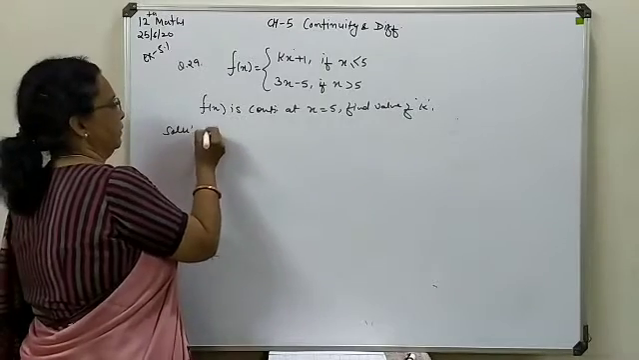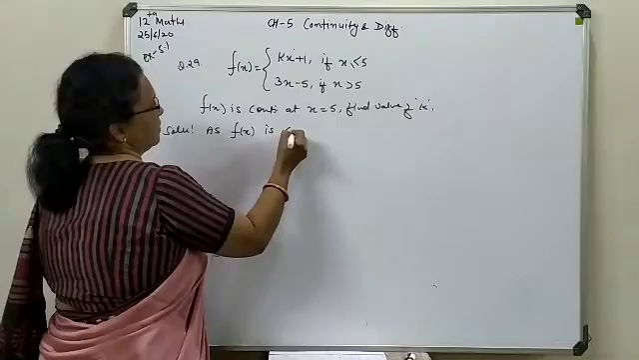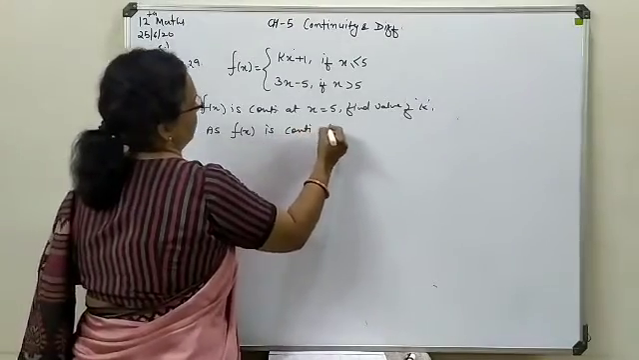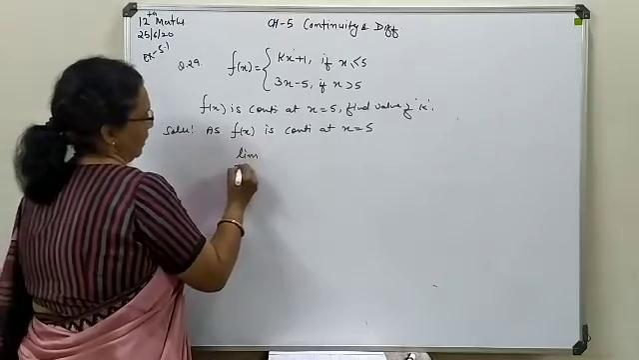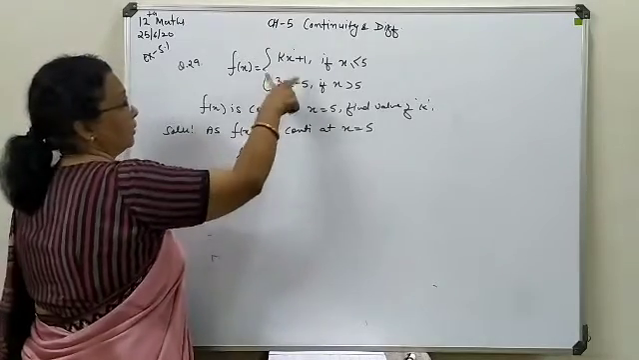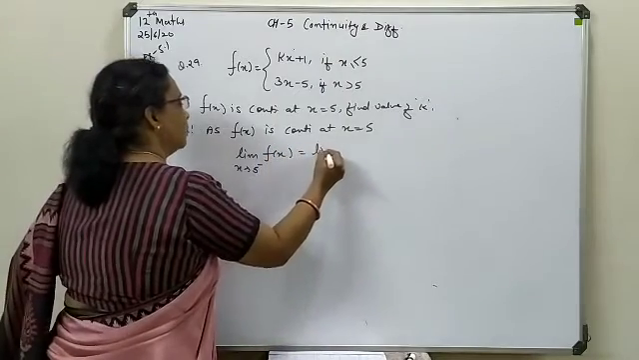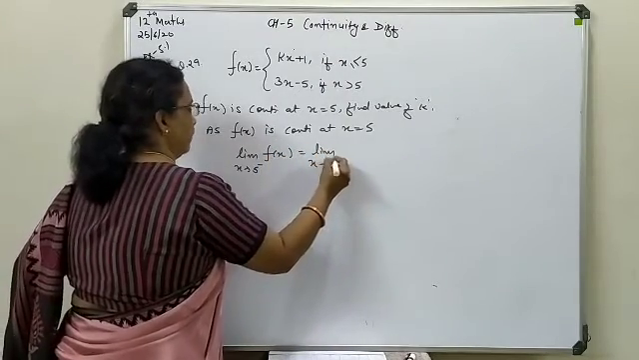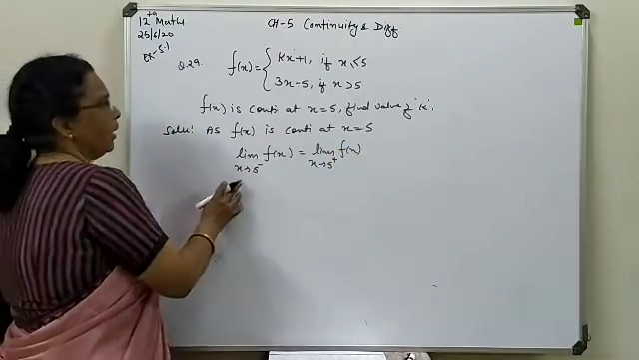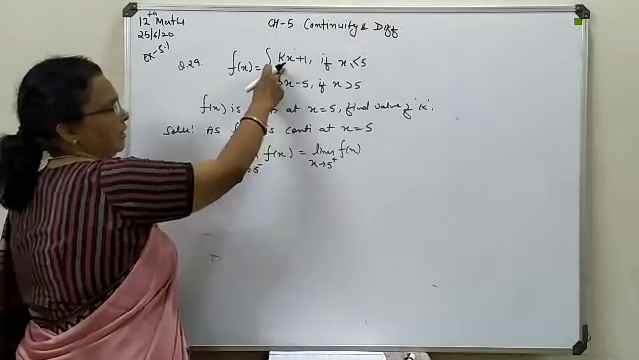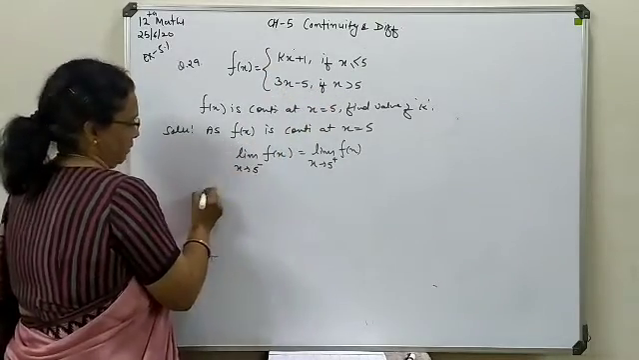So here we are writing, as f(x) is continuous at x is equal to 5, limit x tends to 5. Because both the ranges are available, you can proceed for the same. Left limit solution and right limit solution, you can go for comparison. Now left limit means this function you have to write here, right limit means this function you have to write.